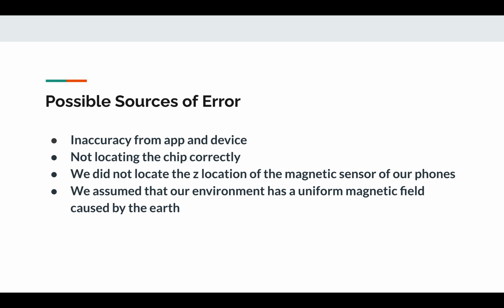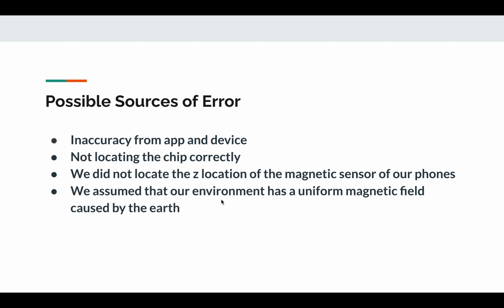Some possible sources of error are that my app and device might not be accurate, and when locating the chip, I might not locate it correctly or accurately enough, and that we did not locate the z location. So basically, on the z-axis, it's not accurate.